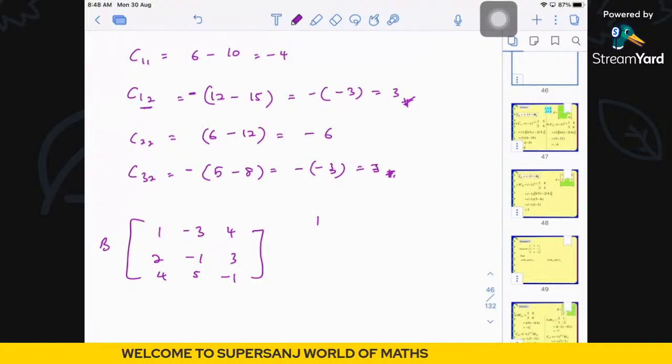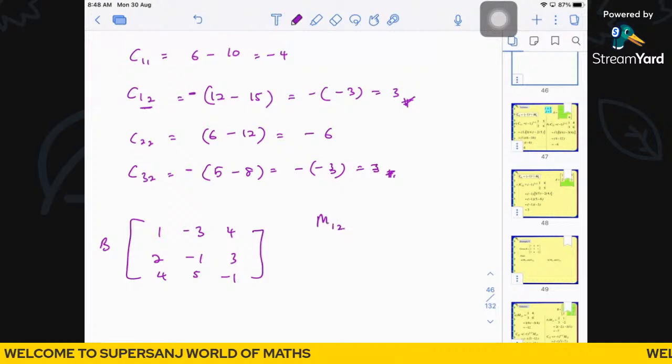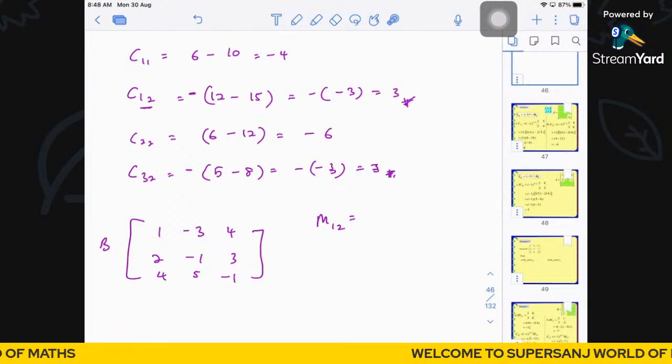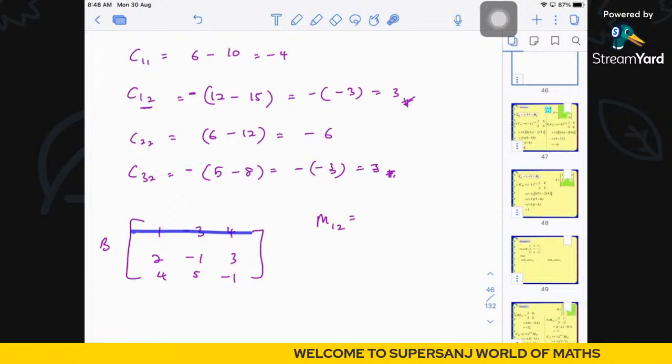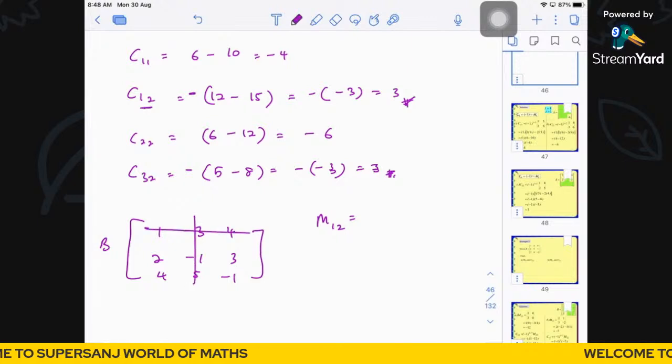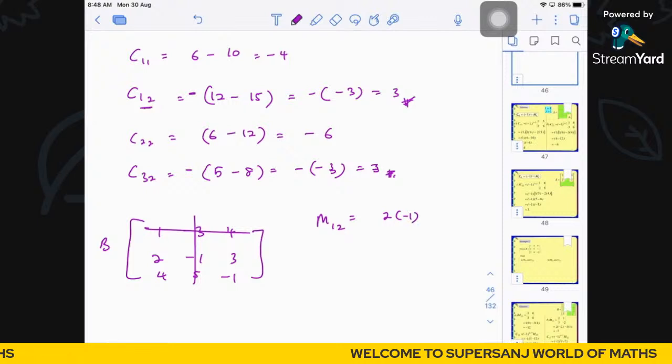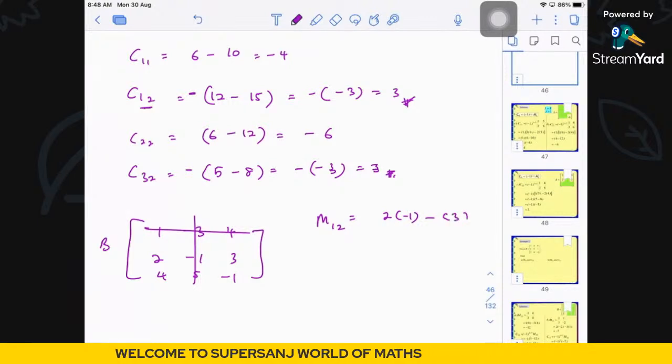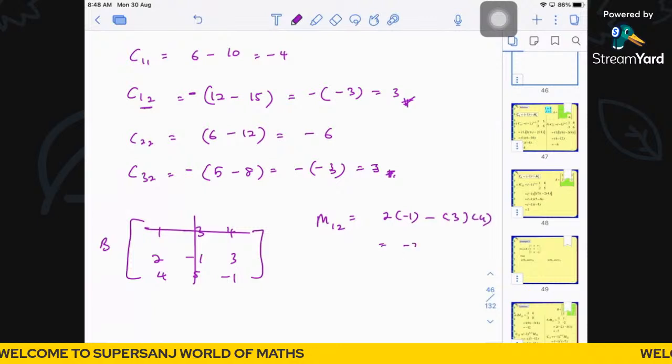So if I ask you the minor of M12, what is minor of M12 here? M12 is the first row, second column here, right? So this one you cancel off. So this is what you're going to draw your line. So from there, this is going to become 2 times negative 1, minus 3 times 4. So here you get negative 2 minus 12, which is negative 14.